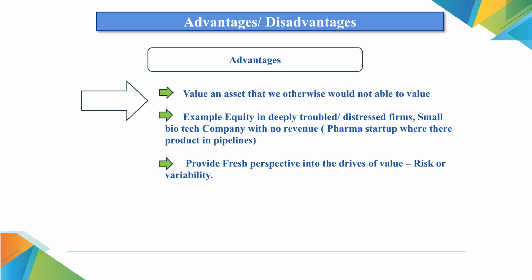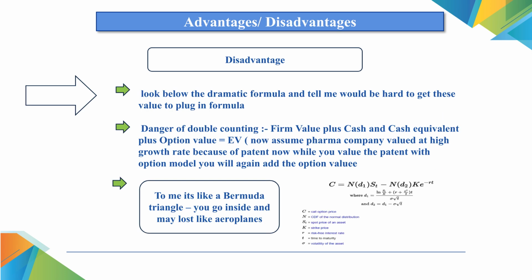The advantages of contingent claims include the ability to value assets that might otherwise be unvalued, such as equity in distressed firms or small biotech companies, and providing a fresh perspective on value drivers, like risk or variability. A disadvantage of contingent claims is the difficulty in obtaining the necessary values to plug into the formulas. There is also a danger of double counting when adding option value to the firm's value.